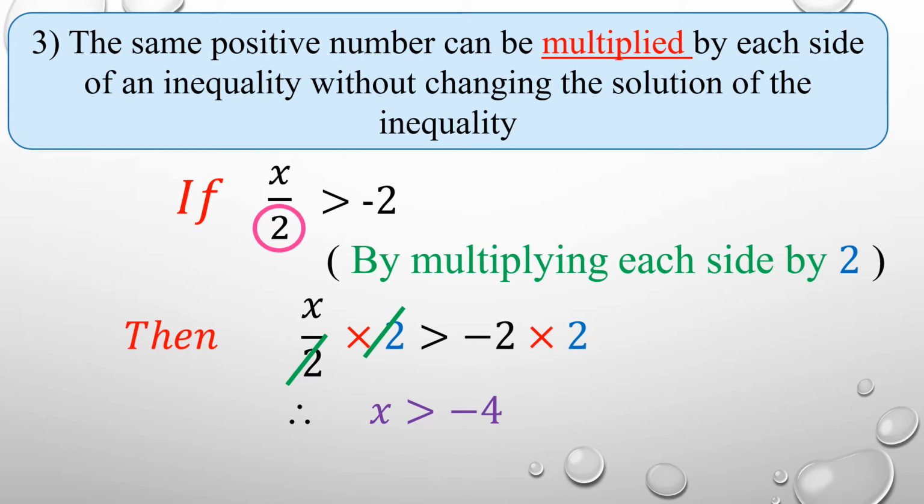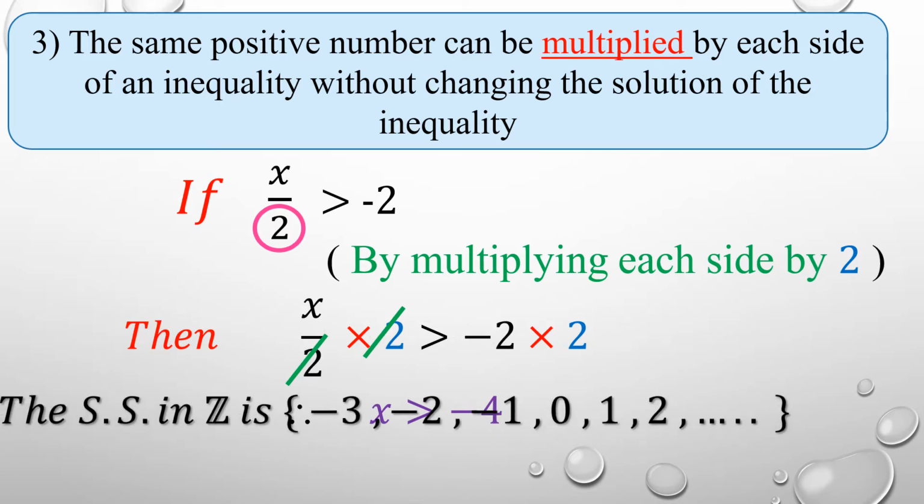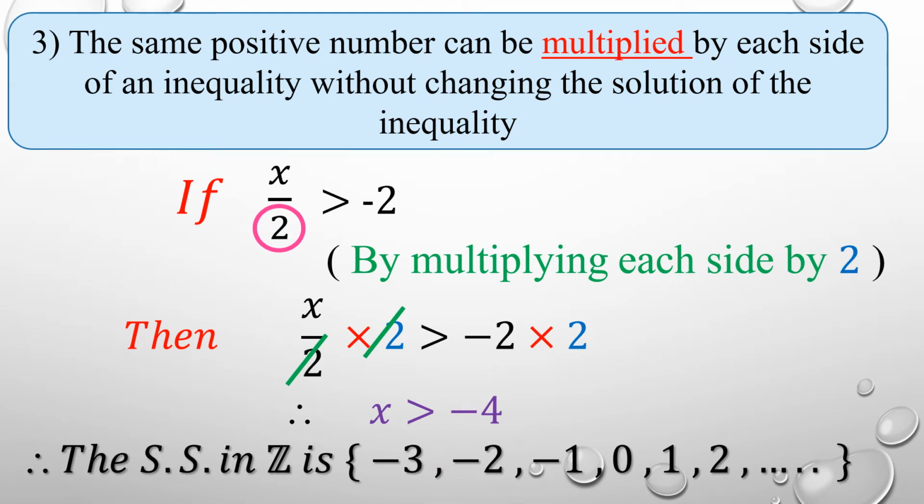So here the solution set is all the integers bigger than negative 4. So the answer will be, the solution set is negative 3, negative 2, negative 1, 0, 1, 2, 3, 4, and so on. It's an infinite set.